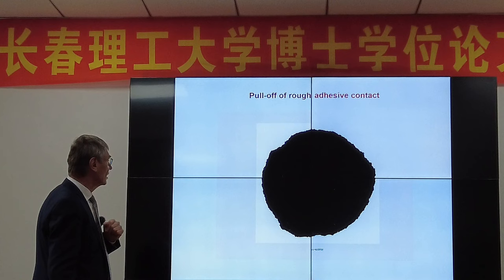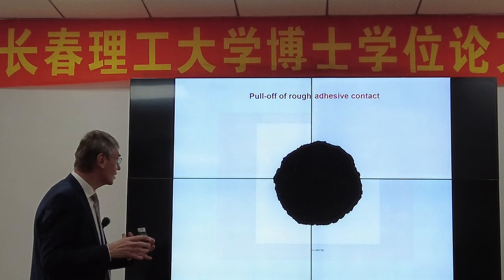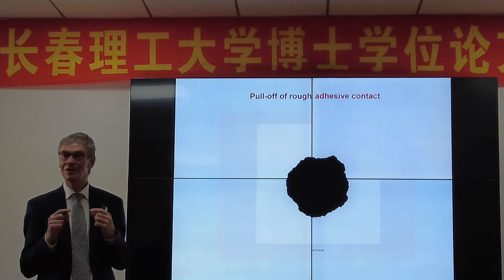And contact area is changing not continuously. It is sticking at some point and then jumping at different points. So there is sticking and jumping. And this means that in this case there will be energy dissipation, because with any jumps is connected energy dissipation.